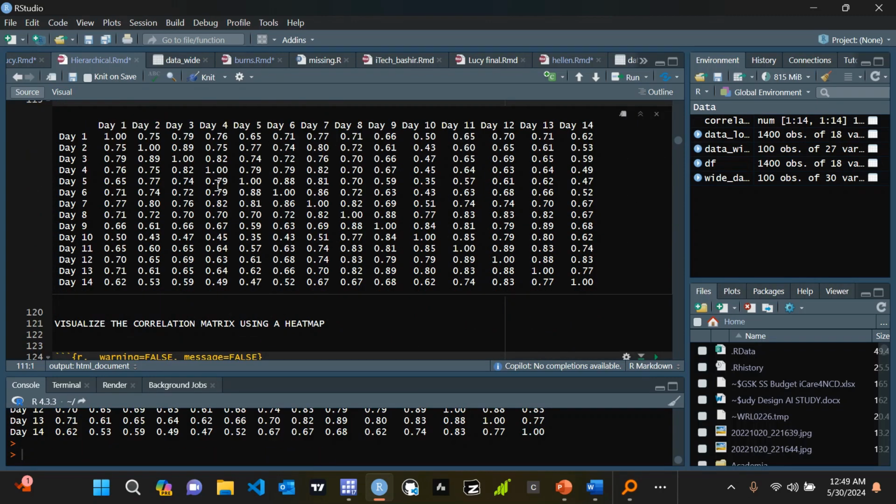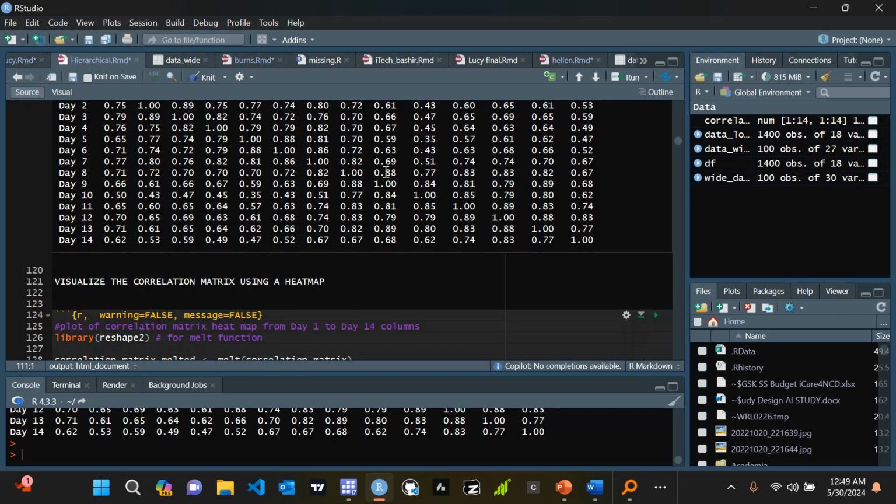So let's look at the correlation matrix. We see day 1 and day 1, that's supposed to be 1. Day 2 and day 1, 0.75. You see there is a very high correlation between this data. So this data is highly correlated. It means the cough frequencies of day 4 are related to cough frequencies of day 1, day 2, and day 3, and so on and so forth.